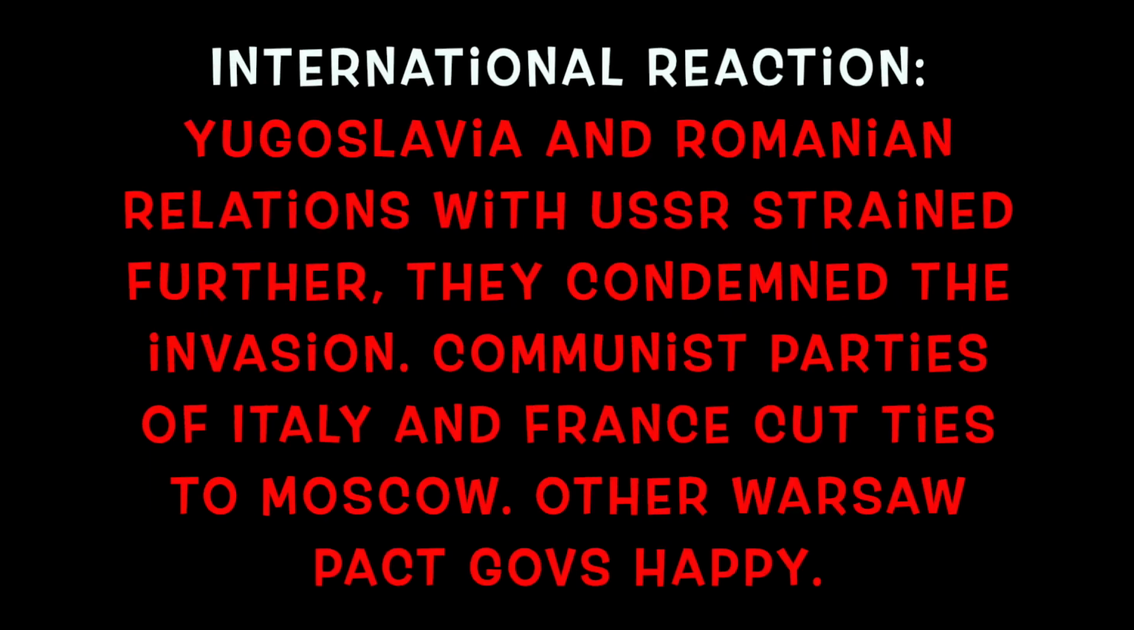Perhaps the most significant aspect of the international reaction is Yugoslavia and Romania, who were already not really getting on with the Soviet Union. Their relations were strained further because they said that is absolutely the wrong thing to do. Communist parties across the West had looked to Moscow for advice and resources. Well, the communist parties of Italy and France said, no, we don't agree with this, and stopped communicating with Moscow.